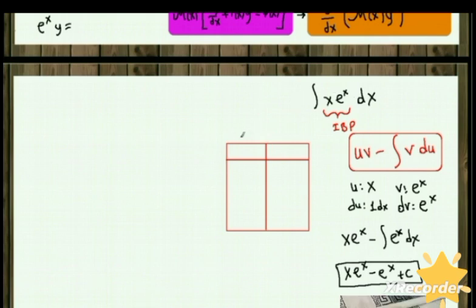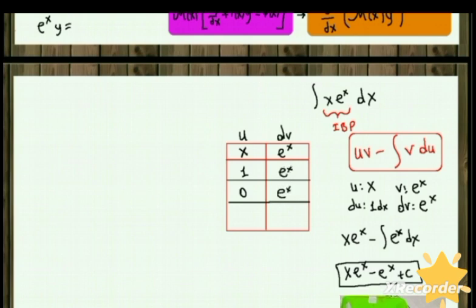Let's go to the tabular method. In the tabular method, we have to define again u and dv. u is the function that we differentiate, dv is the function that we integrate. So what's the derivative of x? The derivative of x is 1. And what's the derivative of 1? 0. So you differentiate until you get 0. Now we're going to integrate. e to the x is e to the x, and the integration of e to the x is again e to the x.